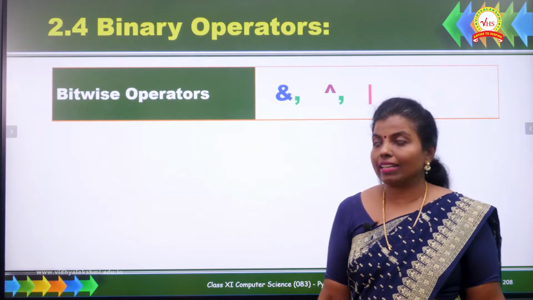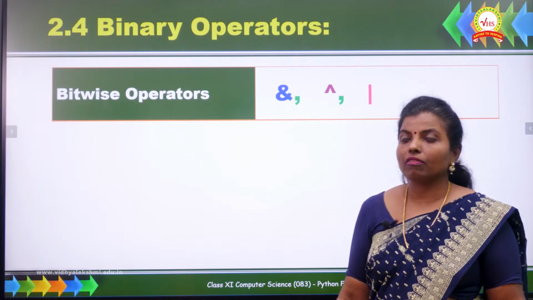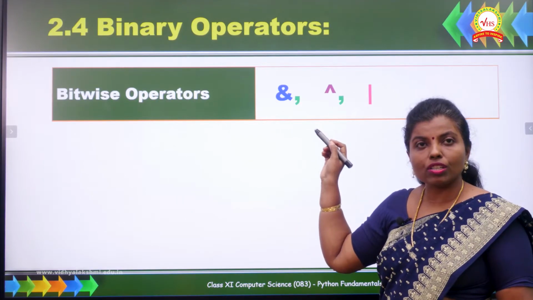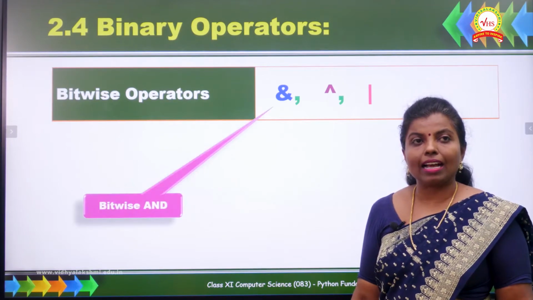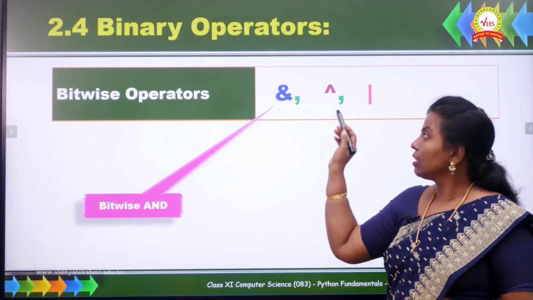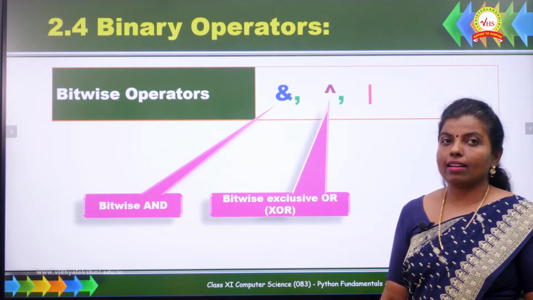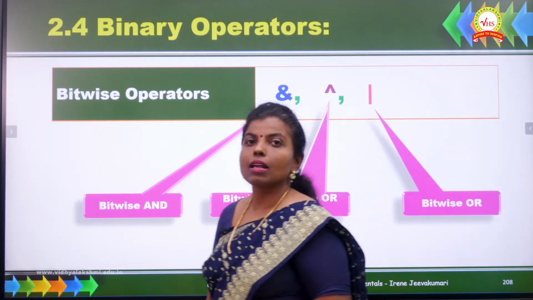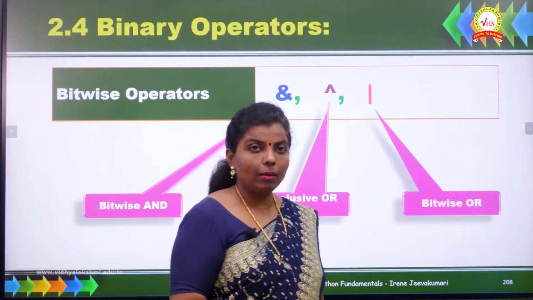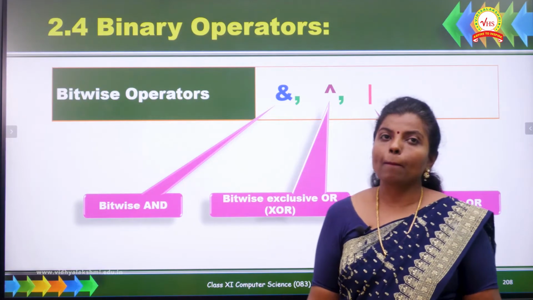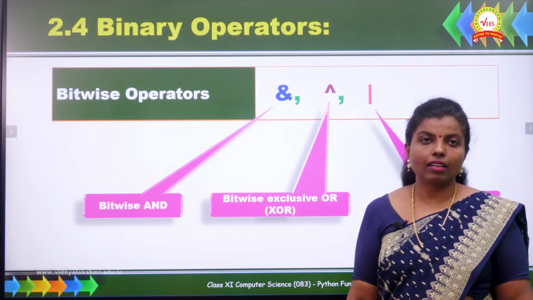Now let us move on to the next operators, bitwise operators. When it comes to bitwise operators, we have AND, XOR and OR operators. The single AND symbol is referred to as bitwise AND. The caret symbol is referred to as bitwise exclusive OR and the pipe symbol is referred to as bitwise OR. These are the bitwise operators. They are the binary operators provided by the Python programming language. And all their workings we will be learning in the coming videos.